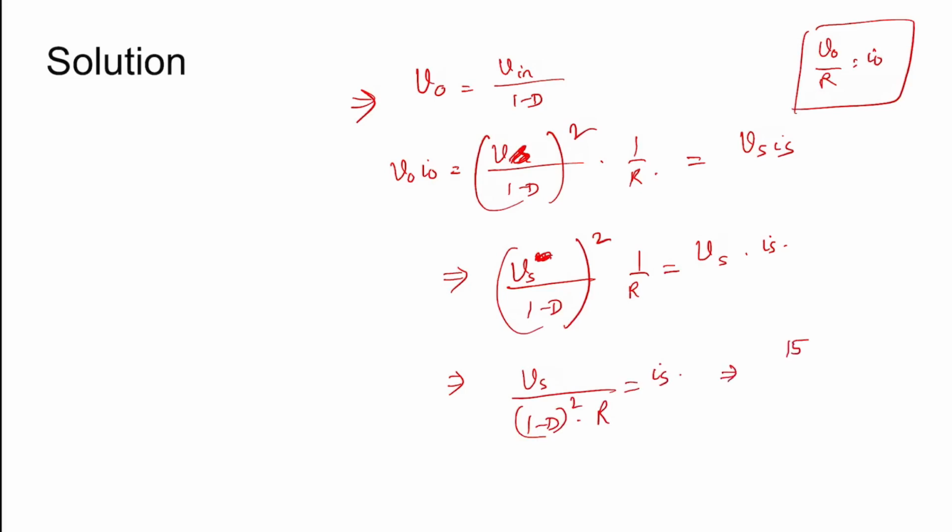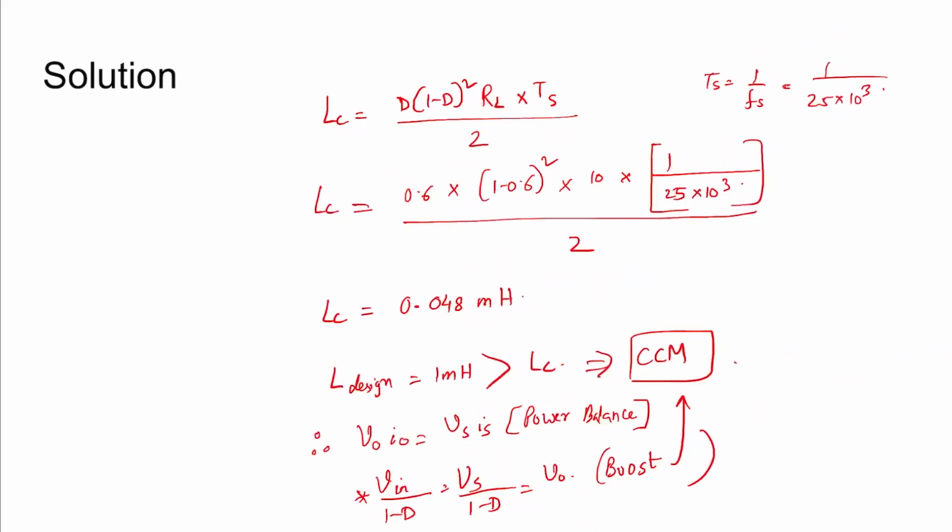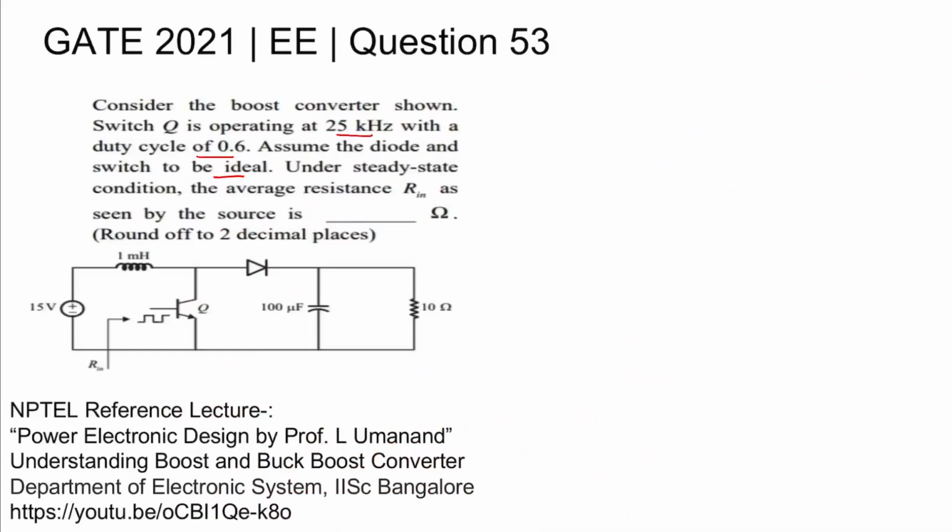Vs is 15 volts divided by 1 minus 0.6 whole square into 10 equal to Is. So Is is coming out to be 9.375 ampere. So Rs, or input source impedance, is Vs average by Is average, which is coming out to be 15 divided by 9.375 equal to 1.6 ohm. So the input impedance as seen from the source side of the boost converter is 1.6 ohm. This is the answer. Thank you.